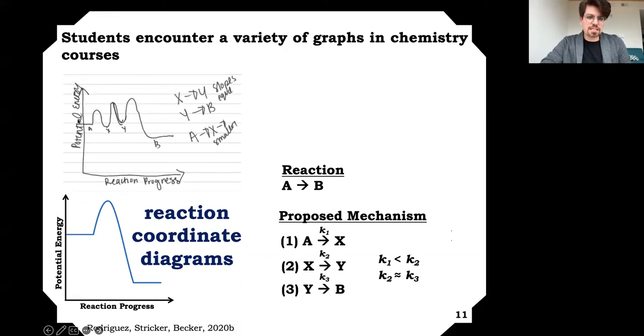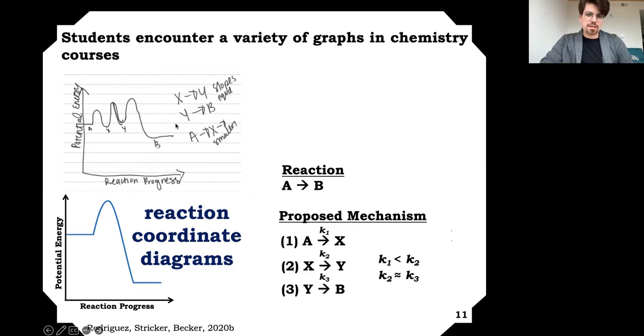We can see some of the features. We have the y-axis as potential energy, and the x-axis being reaction progress, starting with a higher initial A and ending with a lower B, lower in energy. And then we have the 3 peaks corresponding to the 3 different steps in the mechanism.